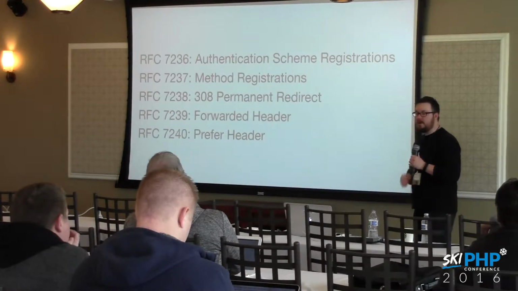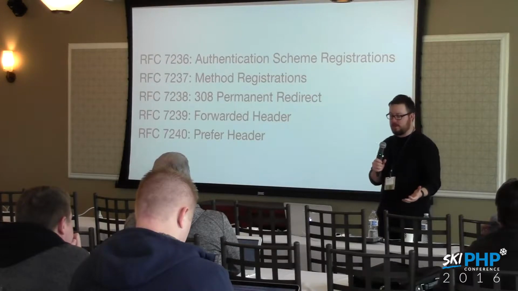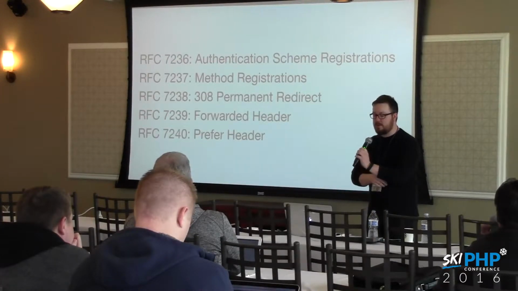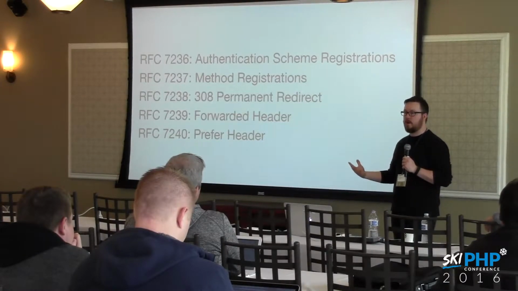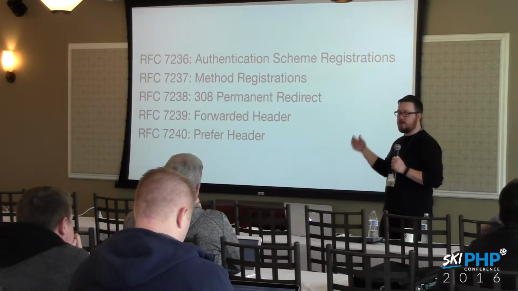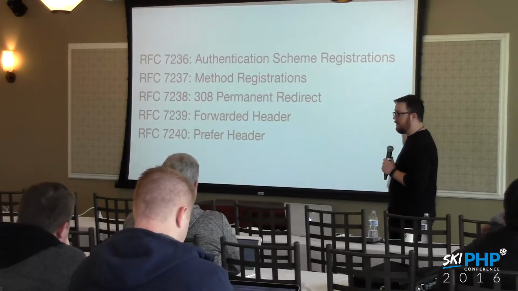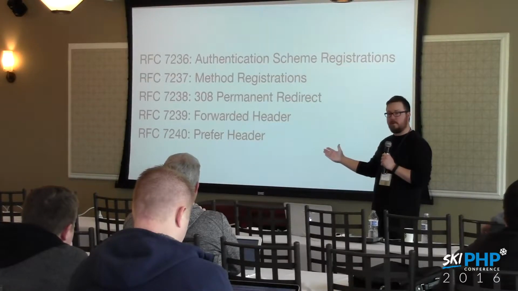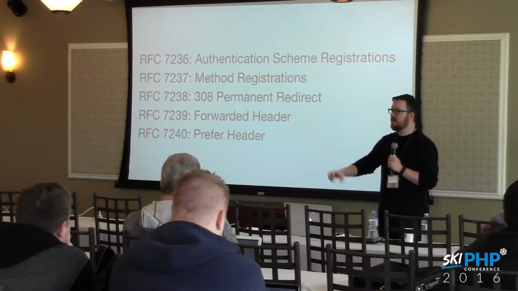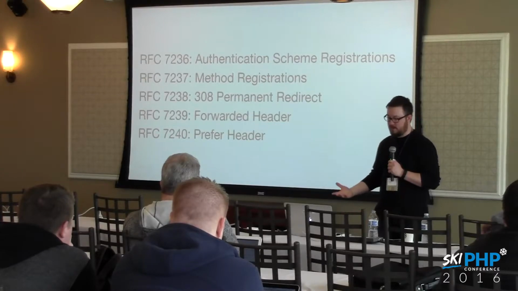And then following 7335, we've got a whole slew of more RFCs. So basically the whole 7230 series is like the new HTTP 1.1. So 7236 sets up the authentication scheme registrations. It goes ahead and takes the authentication schemes that we've already seen throughout all these different RFCs that have come out, puts them into one RFC, and basically just says these are now in the registry. So that's what it does.